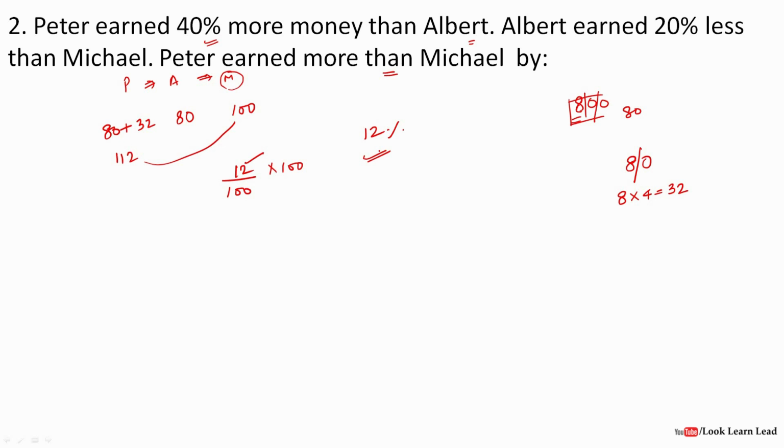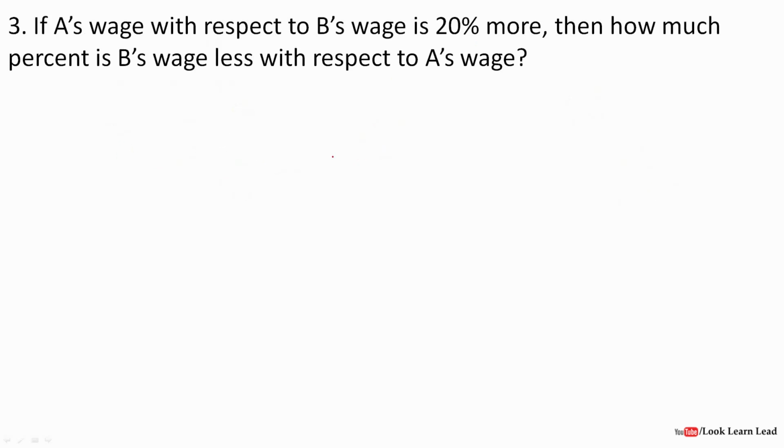Okay, next question. If A's wage with respect to B's is 20% more, then how much percent is B's wage less with respect to A? So in this case, I'll take B as 100 because A is 20% more than 100.